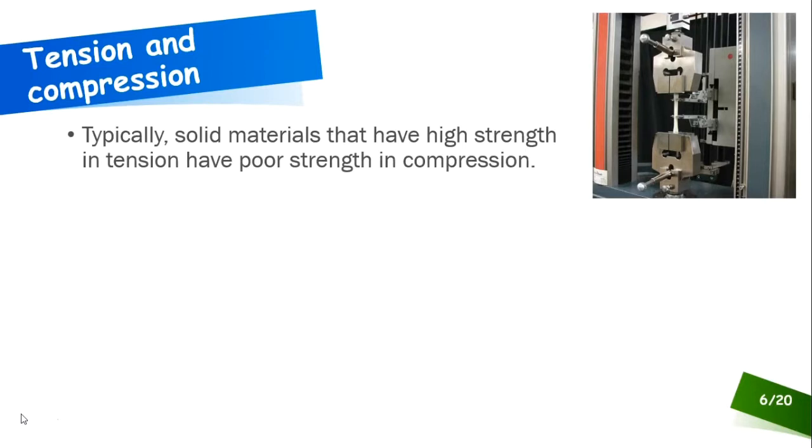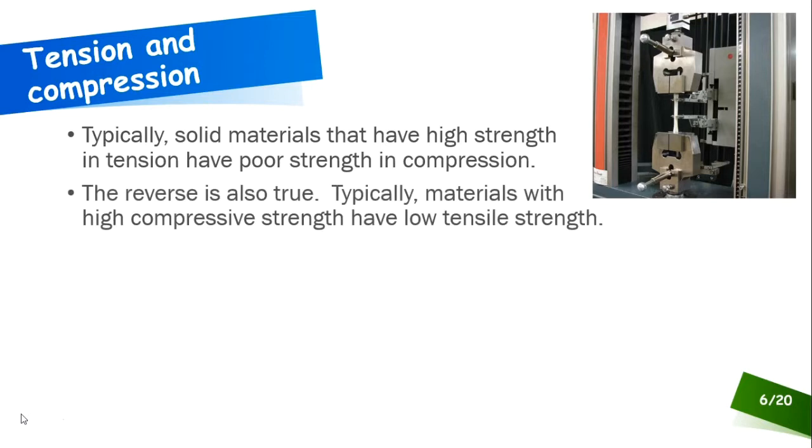Typically, solid materials that have high strength in tension have poor strength in compression. This is particularly true of a lot of metals. Some metals have really high strength in tension. For example, aluminum is a good example of a material that's harder to pull apart, especially if you get some good thickness into your specimen. But if you try to push it together, you don't need as much force to compress it and get it to deform as you do to pull it apart. So high strength in tension typically means poor strength in compression.